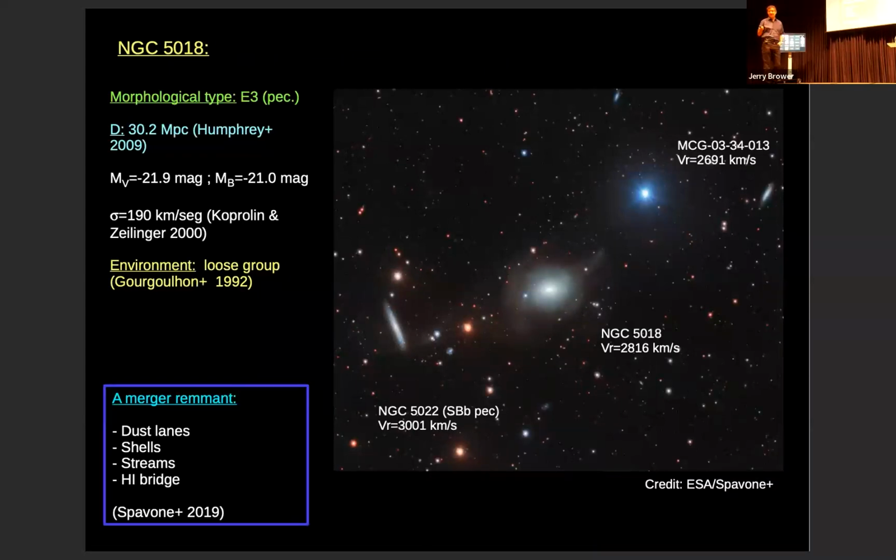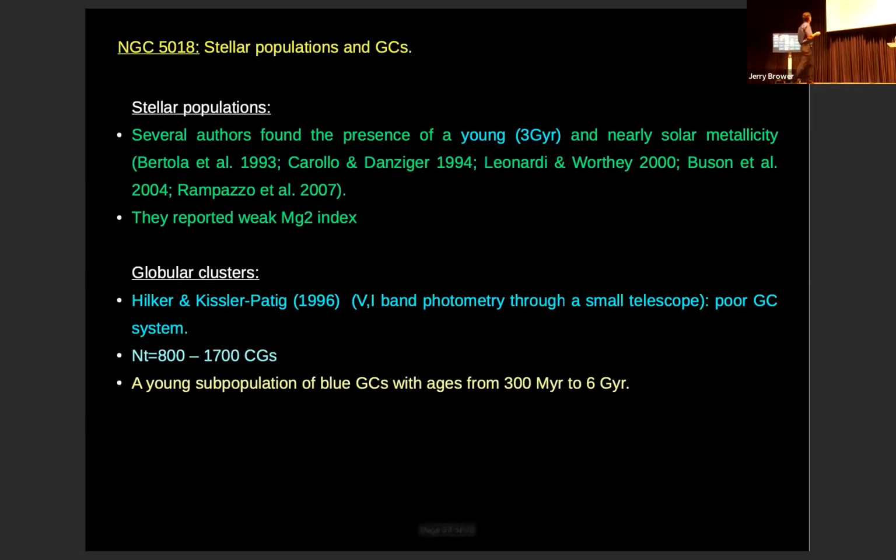Okay, the last galaxy is NGC 5018, another galaxy in a loose group of 5 galaxies at a distance of around 30 megaparsecs. Regarding the stellar population in this galaxy, several authors found the presence of a young stellar population in the center of the galaxy and nearly solar metallicity. And they reported a weak magnesium-2 index. So that is very strange for a massive early type galaxy.